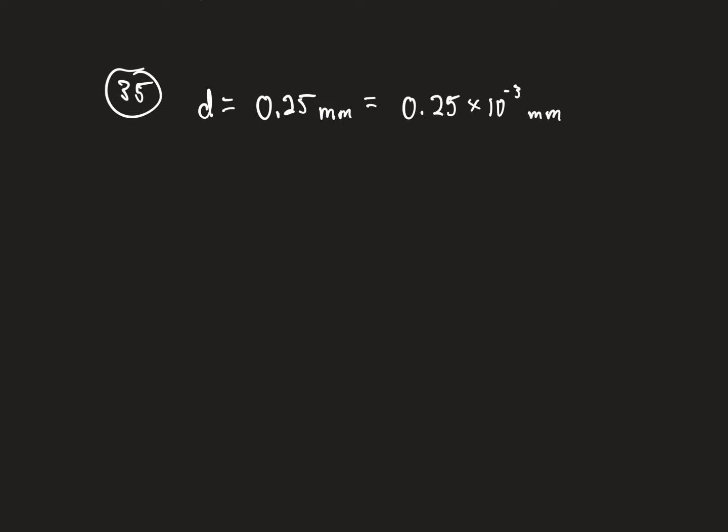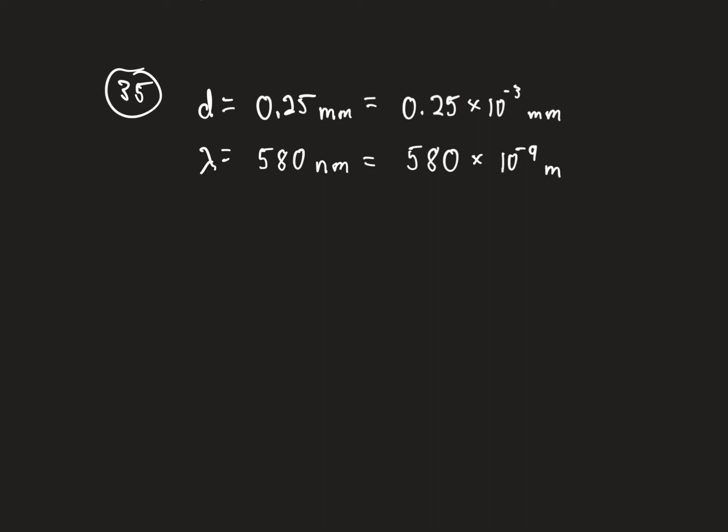Then they have, it's illuminated with yellow light of wavelength 580 nanometers. So that's lambda equals 580 nanometers. How do I make that into meters? What is nano? Negative 9. So 580 times 10 to the negative 9 meters.